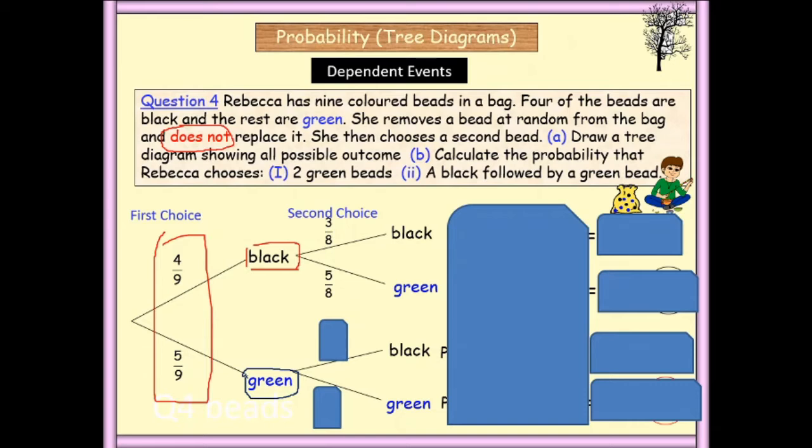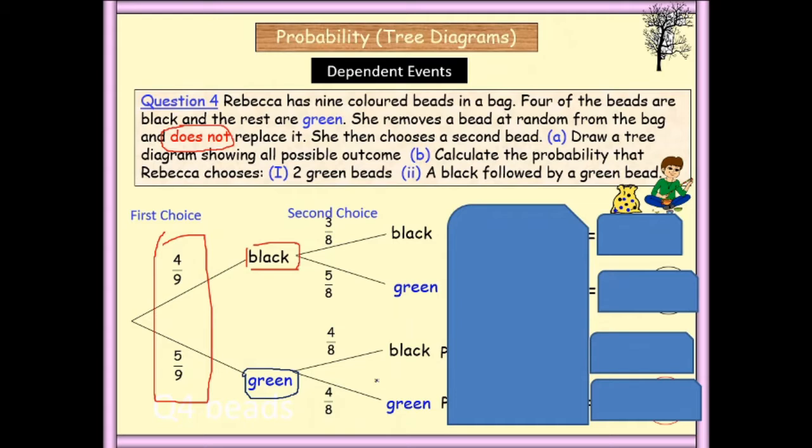But there is going to be 1 less because there's 1 less green, so it's going to be out of 8, which is 4 out of 8. And for green to be taken the second time, I have taken 1 green out, so there was 5, and there's 1 taken out, which means it's 4, and it's going to be 4 out of 8. And again, these add up to equal to 1.